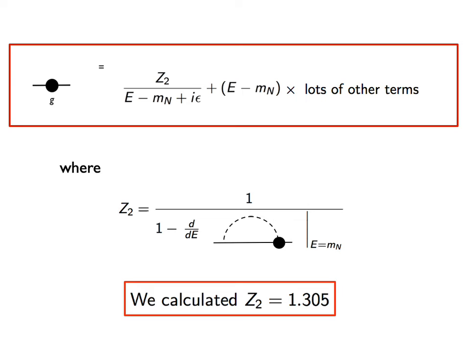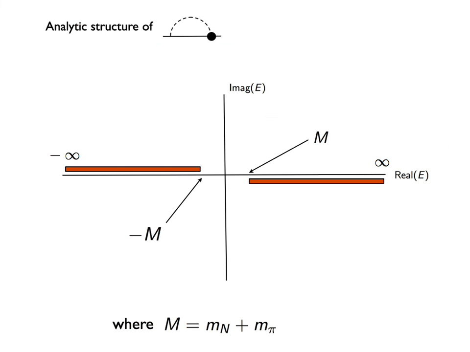In order for Z2 to be between 0 and 1, the derivative of that pion loop diagram needs to be negative. It turns out that this will always be the case if the loop diagram is well defined for all possible values of E except those which lie along these red lines, which are called cuts. For these values of E, the loop diagram should blow up to infinity. As derived from field theory, the diagram does indeed have this structure.